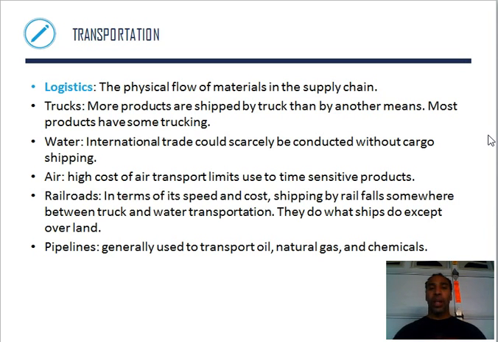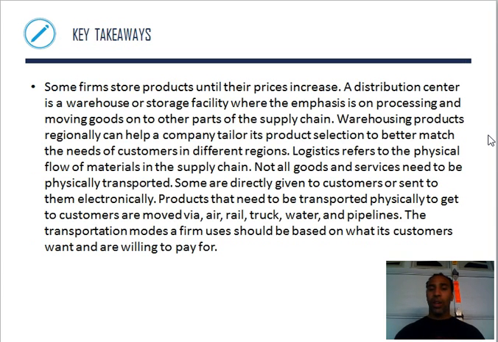Railroads, a lot of times you see the wood just stacked up on the railroad as it goes down the railway. In terms of speed and cost, shipping by rail falls somewhere between truck and water transportation. They do what ships do, except over land. Pipelines, generally used to transport oil, natural gas, and chemicals, definitely need to be careful there.